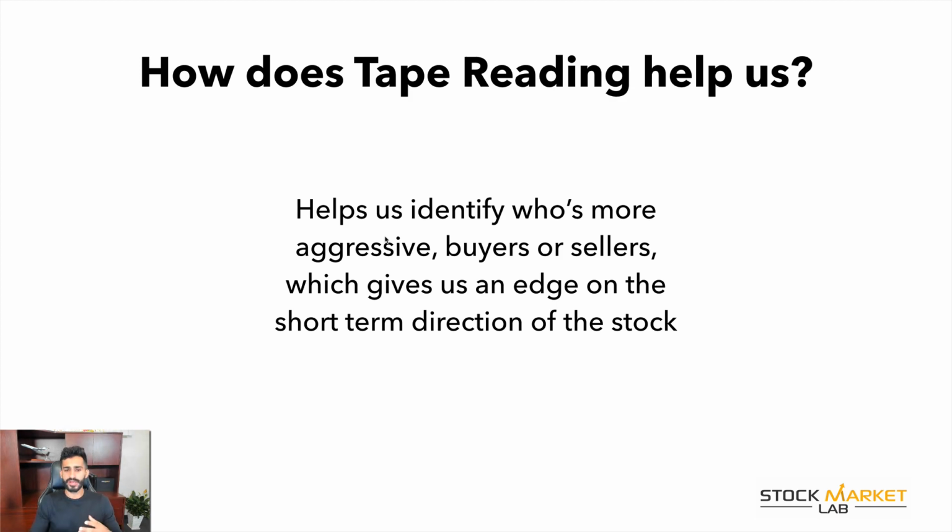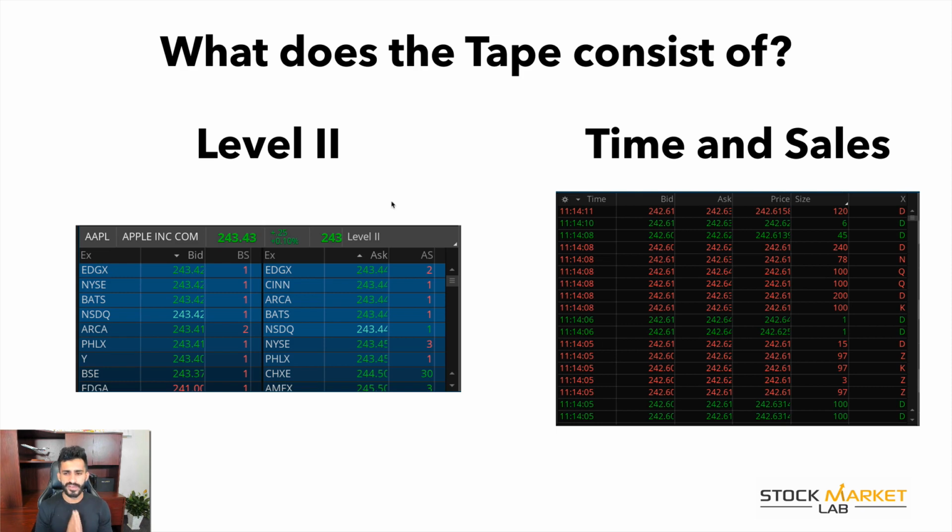When we look at each and every single transaction executed, our job is to identify who is in control. Basically, will the stock go up or will the stock go down based on each set of information coming our way? So what does the tape consist of?